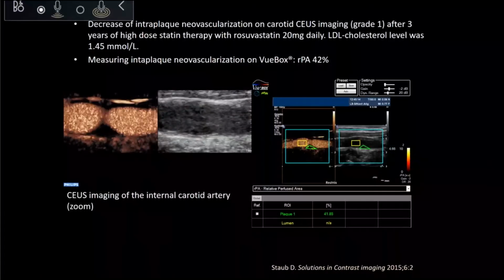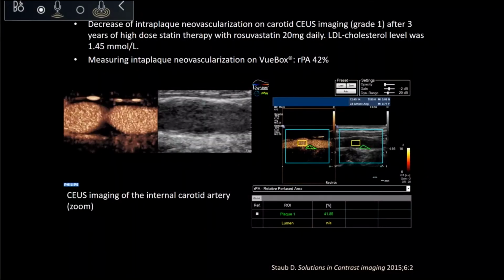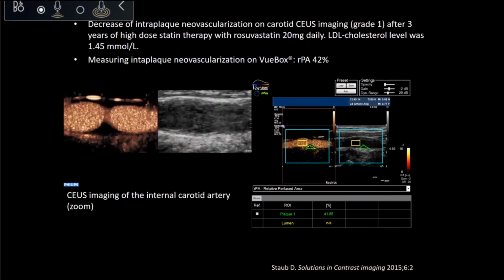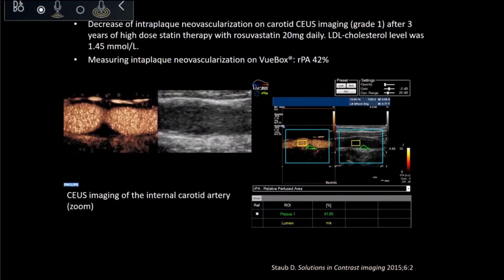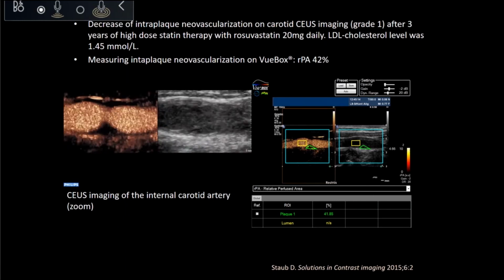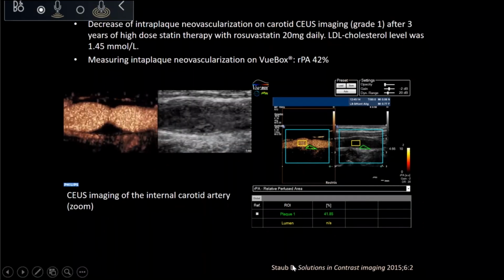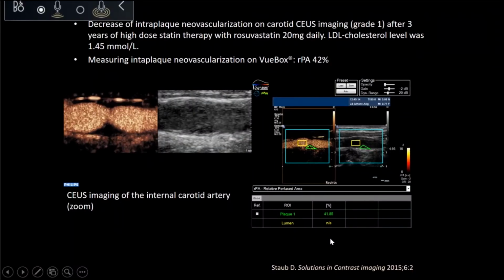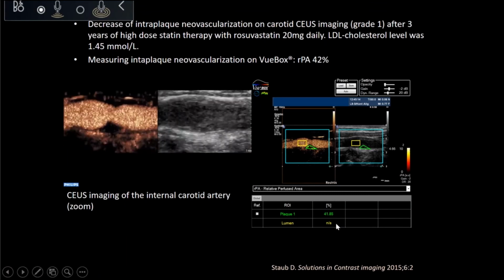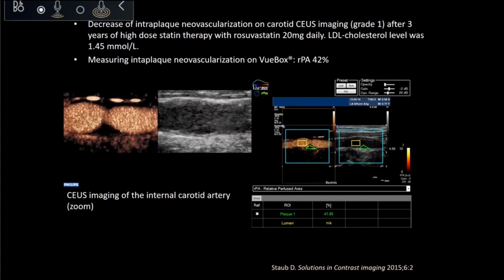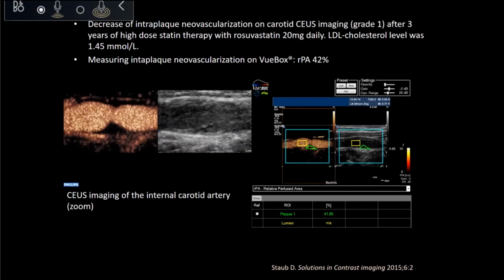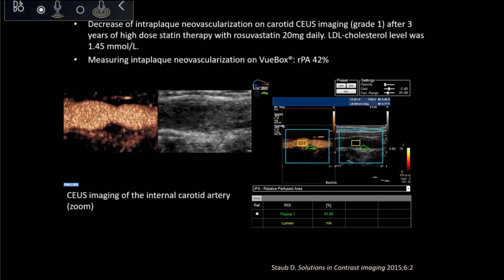So we put this patient on a high-dose statin therapy with rosuvastatin, 20 milligrams daily, and we decreased the LDL to almost 1.4, which is excellent. And after 3 years, you see that the vascularization decreased. You can also confirm this by using this quantification, going down to 40% vascularized plaque. So you can also use contrast-enhanced ultrasound to monitor carotid plaque by looking at the neovascularization over time.